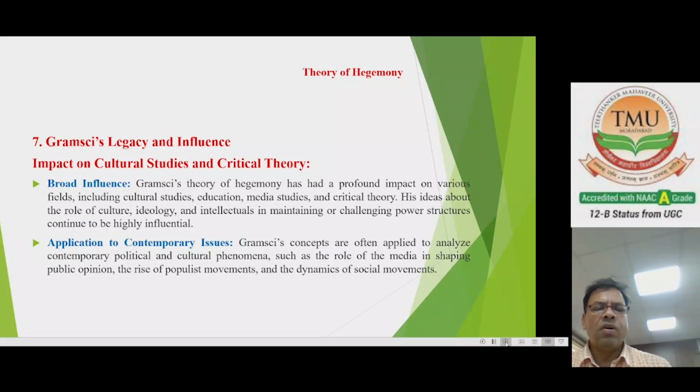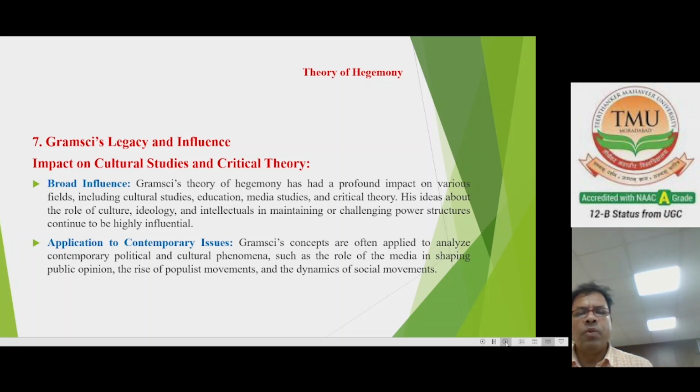Next is what is called Gramsci's legacy and influence: impact on cultural studies and critical theory. Broader influence: Gramsci's theory of hegemony has had a profound impact on various fields, including cultural studies, education, media studies, and critical theory. His ideas about the role of culture, ideology, and intellectuals in maintaining or challenging power structures continue to be highly influential.